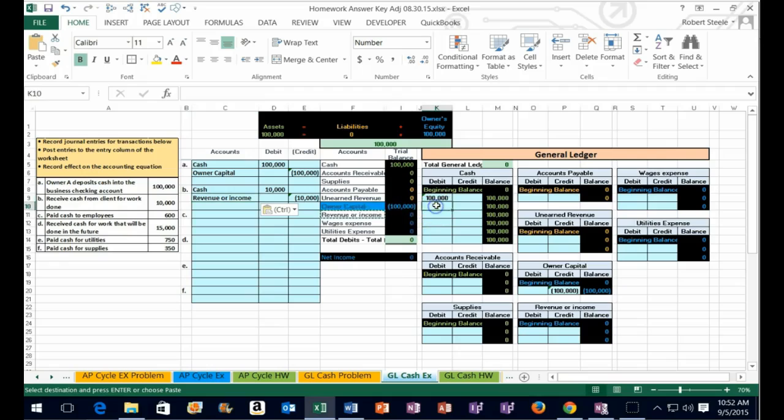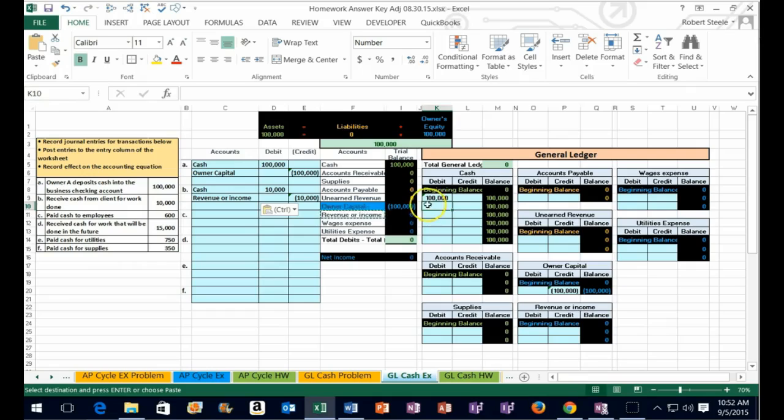So we're going to go over here to K10. Once again, I'm in the GL. This is called posting the general journal to the general ledger. The cash account ledger, the first account we're going to post to in the debit column in cell K10, right underneath the last transaction, it's recorded by date or in order of transaction.